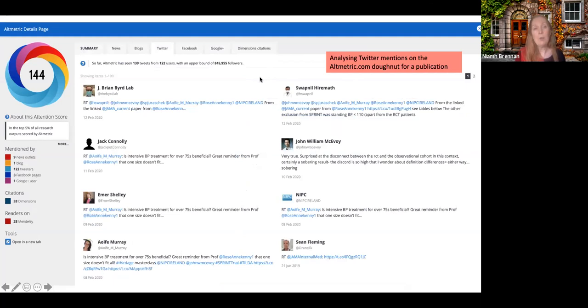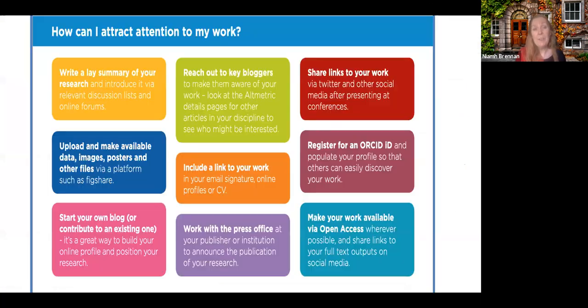And there's an example of the attention that has come in from the tweets from various different people. So obviously you need to go and follow some of those people. Attracting attention to your work, you'll have these slides afterwards. You can write a lay summary of your work. You can use this in your workshops. Make sure that your ORCID ID is on your profile, and above all, make your work open access to make sure that the altmetric sources can track your work and report on it.